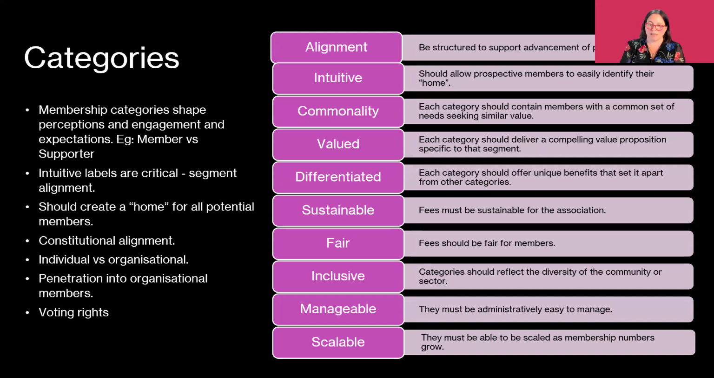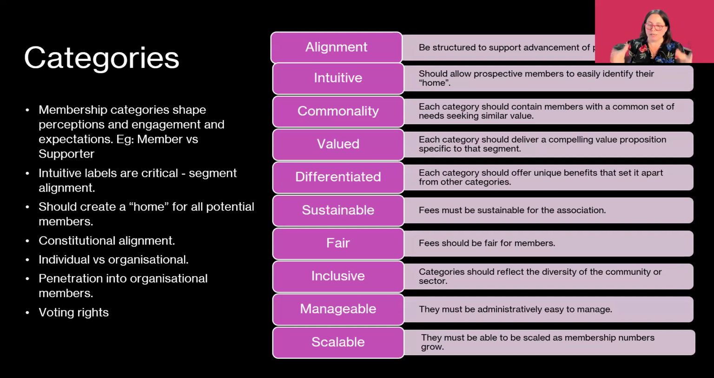Is it student? Is it fellow? Give categories names that, on a cursory look through, a prospective member can find their home. One of the beautiful things about this is if you align your intuitive categorization against your market segments, it enables you to bundle value, because nowhere is it written that you've got to provide the same value to every single type of member that you have. You can actually tailor really focused value to specific market segments.